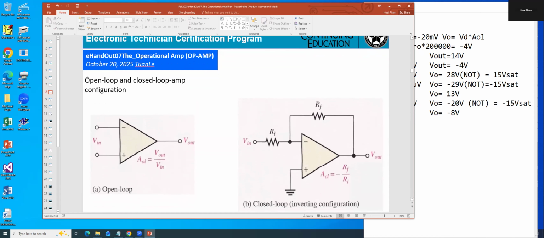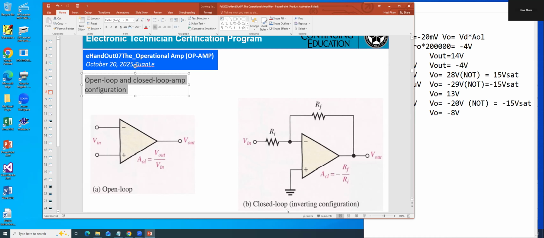Next one, open loop and closed loop amplifier. This is open loop. Okay? They are not connected anywhere. AOL equals VL divided by VE. And now, this is really the one you're working on.